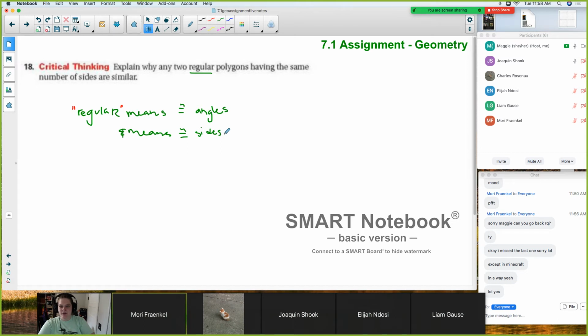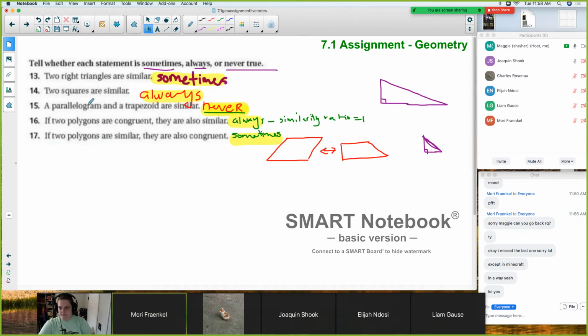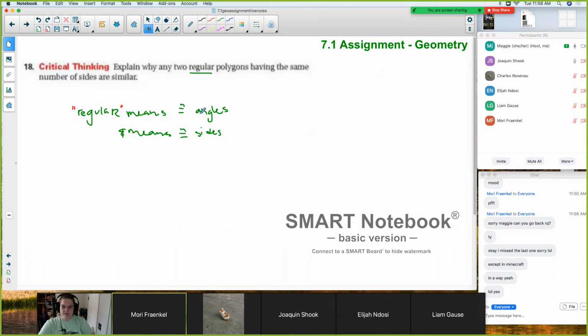Okay. So, regular, the word, means that there are congruent angles and there's congruent sides. And so, explain why two regular polygons with the same number of sides are similar. Then there will only be just like, which one? This one. Just like it says two squares are similar, squares are actually regular polygons. So it goes back to number 14.